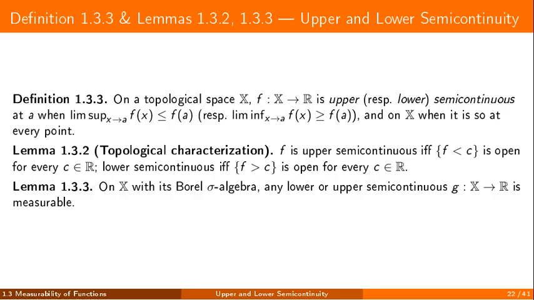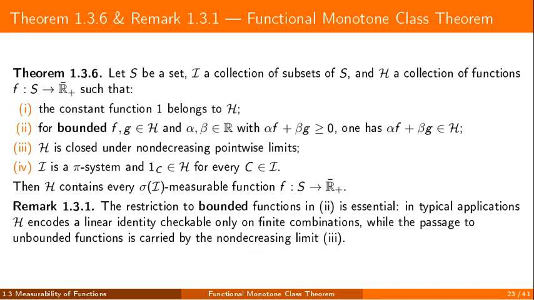Where a continuous function must approach its value at a point from both above and below, a semi-continuous function only has to respect a bound on one side of that value. The slide gives the precise definitions and their clean characterization through level sets being open. The point we carry forward is the last one. A lower or upper semi-continuous function is automatically measurable, which hands us yet another large, easily recognized supply of measurable functions.